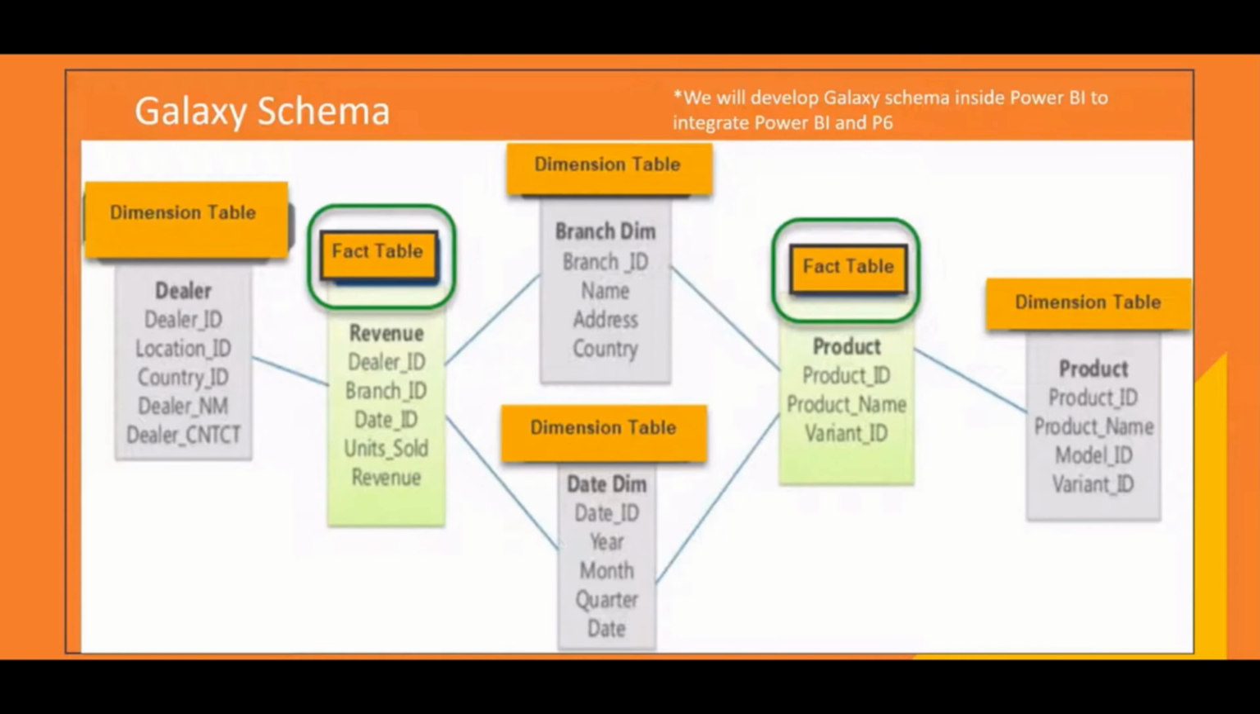So now I think we have learned the types of schemas here. We will now see in P6, understand the data and understand the schema in the data warehouse, how data is arranged in P6. So let's move to part 2.